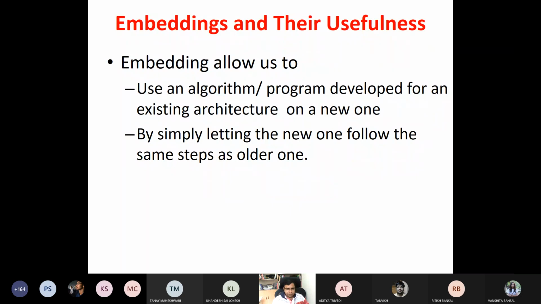Embedding allows this. Suppose you have written an MPI program which will work for a mesh network, meaning the HPC system is connected using a mesh topology. If we want to execute the same program on another HPC where the network topology is not mesh but something else, then how to do it? That technique is called embedding, by simply letting the new one follow the same steps as the older one. So how to do that?